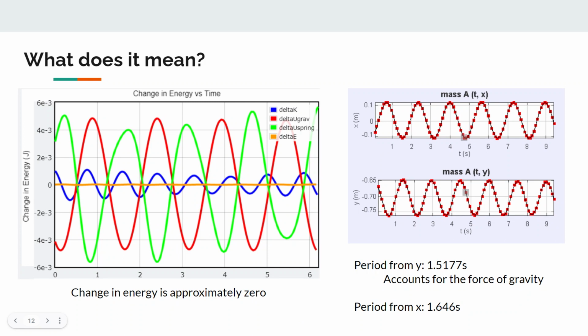In terms of our energy change, our system is okay within the bounds of the energy principle. It does not violate it because our change in energy remains at zero. And then in terms of periods, whenever we measure our periods in terms of x, we get a period of 1.646 seconds. And for y, we get a period of 1.5177 seconds, which is the one that I used. I used this one because it accounts for the force of gravity, whereas x does not. So theoretically, the one in the y direction should be more accurate.